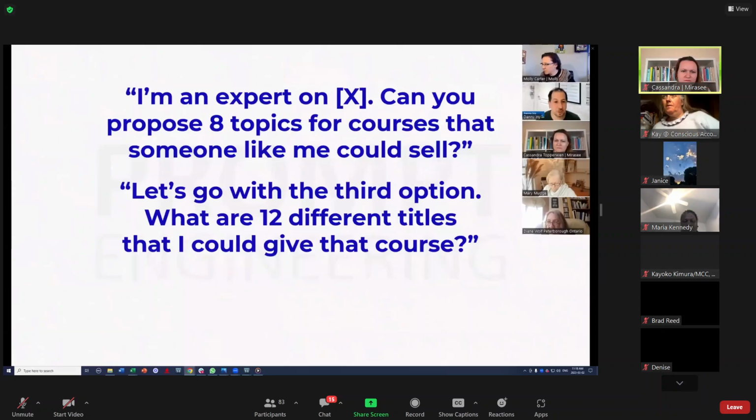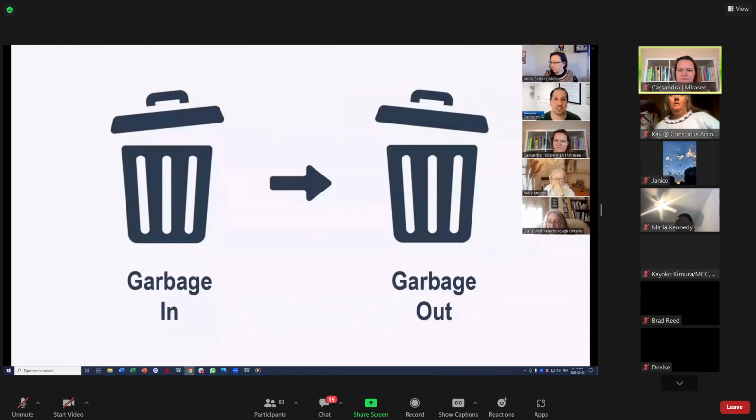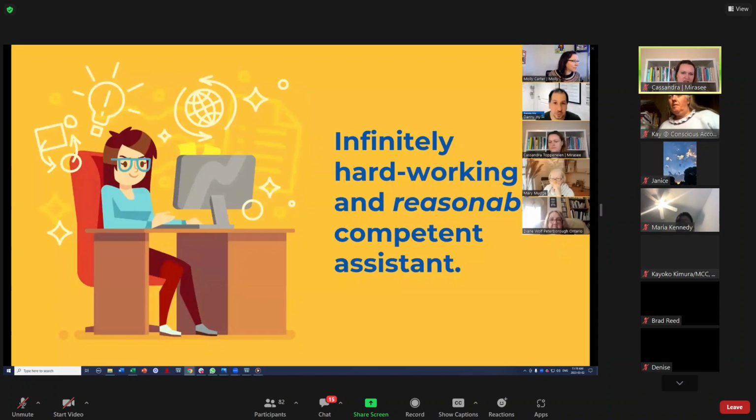Now, we already talked about the garbage in, garbage out problem as it applies to the data that the GPT engine is trained on. But garbage in, garbage out also applies to your prompts. Good prompts will lead to better outcomes, and lousy prompts will lead to bad ones. Remember how in the last session we talked about treating the AI like an infinitely hardworking and reasonably competent assistant? Well, think about how you'd give instructions to your assistant if you wanted them to do good work. And keep in mind that unlike a reasonably competent human assistant, ChatGPT won't get to know you over time and won't infer from context what you mean but didn't actually say.